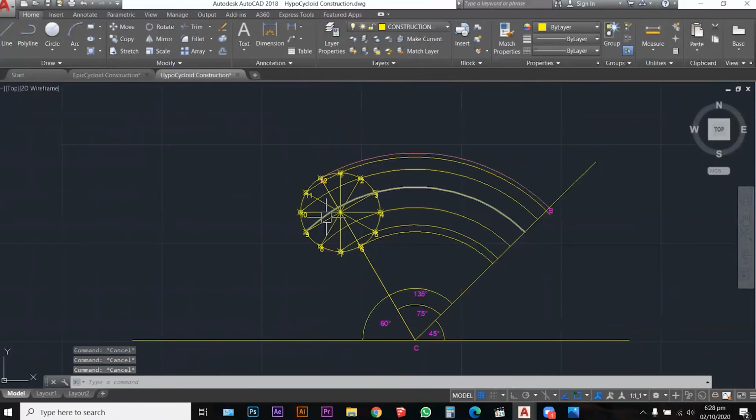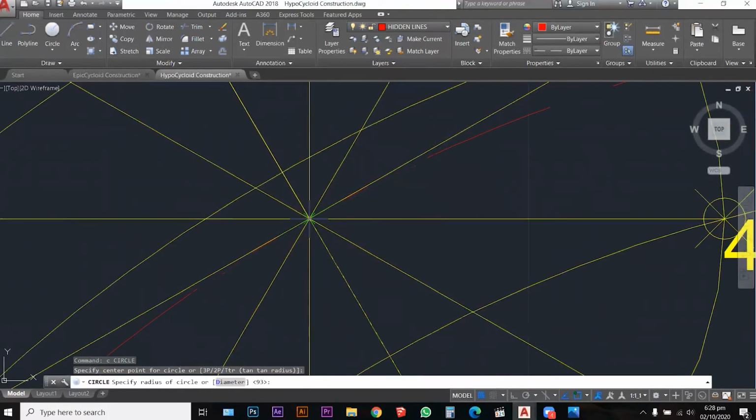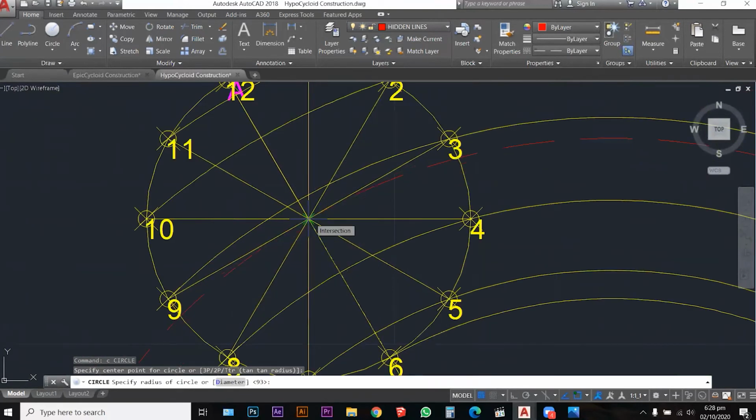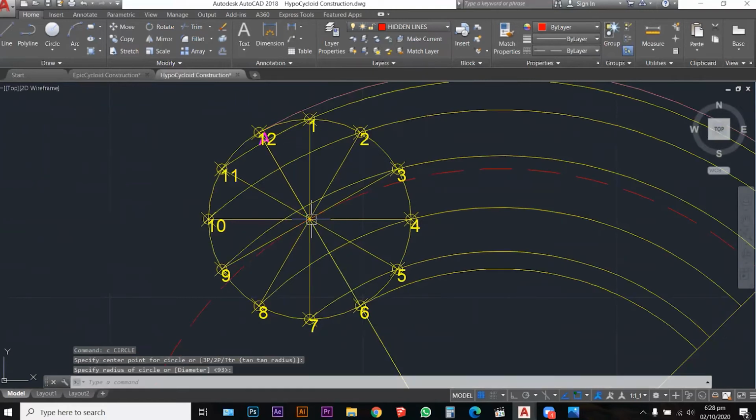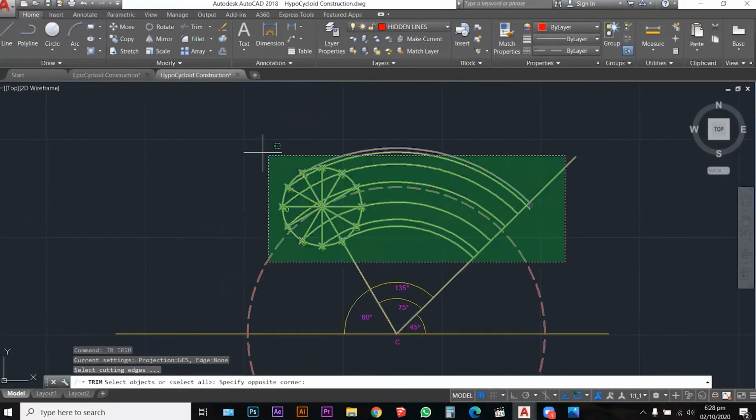Okay, I think that looks good. That's the path there. But first, this is a very important thing we need to put in. I'm going to go over to my hidden layer, and I'm going to create a circle that actually lines up with the axis of the rolling circle. Alright, good, because that is the axis.